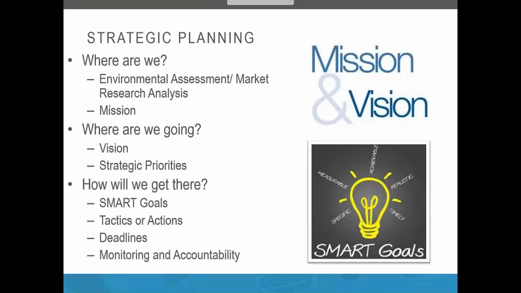So the next question is, where are we going? And that's really the vision piece. So the vision articulates what the organization aspires to become, to achieve, and to create. A vision and strategic priorities are key to conveying organizational direction, alignment, and great inspiration. So how will we get there is really a gap analysis between where we are now and our vision of the future. So it contains concrete plans, goals, objectives, tactics, accountabilities, and deadlines. So goals that are SMART, specific, measurable, achievable, realistic, and timely, are essential.